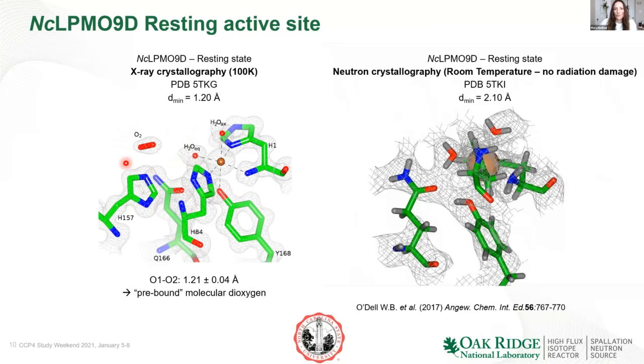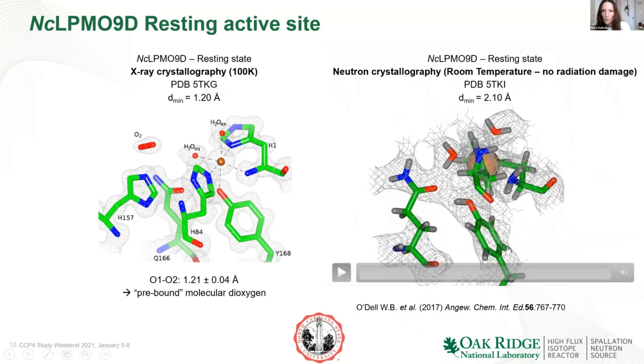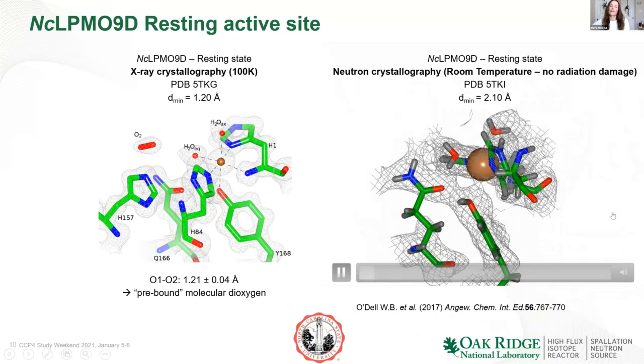And we also observe in that structure a molecule of oxygen, which is bound a little bit remote from the active site. So we have our starting X-ray structure. We then solve a neutron structure at room temperature. Again, we have no radiation damage using neutron diffraction, so we can do those experiments at room temperature and solve a structure at 2.1 angstrom resolution. And I'm going to try to play that little movie just to show you how that density looks.